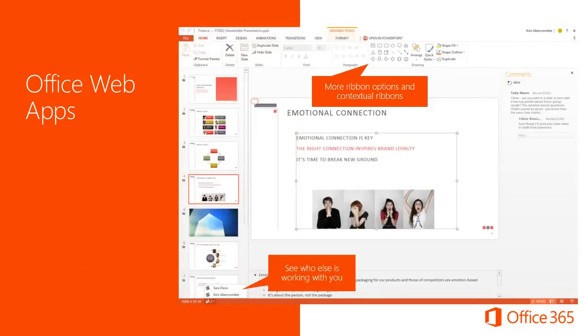As you can see in the slide in front of you, you have access to the ribbon bar directly from the browser. You can edit and change settings, information inside your documents, and also you can see who else is working with you on the same documents. In a demo in a few moments we will see Office Web Apps in action.